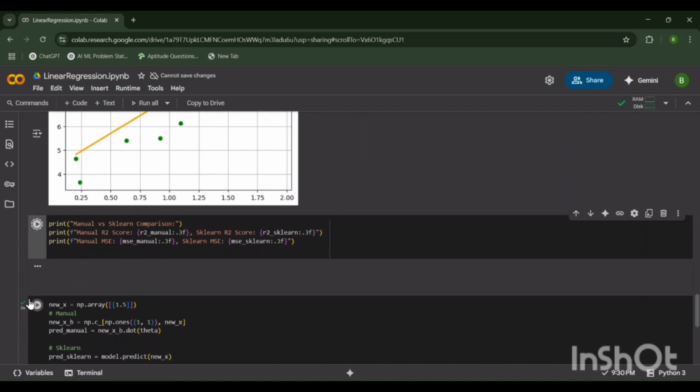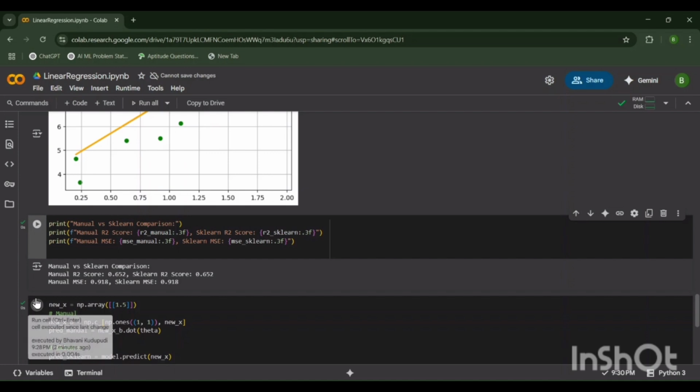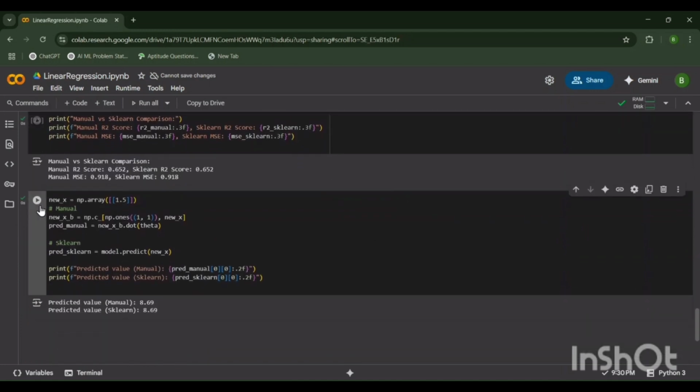And these two cells compute the R squared score to evaluate how well the model explains the variation in the data. A value close to 1 indicates a good fit. So this is all about simple linear regression.